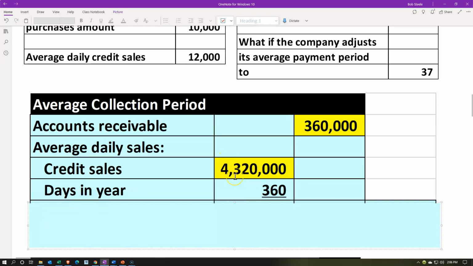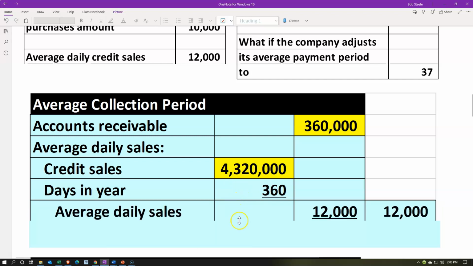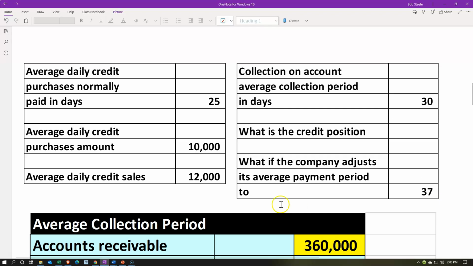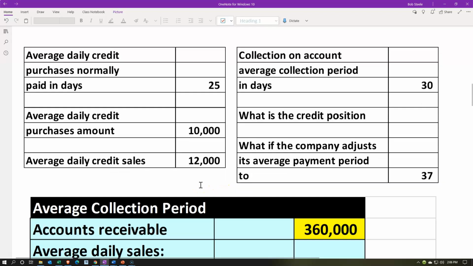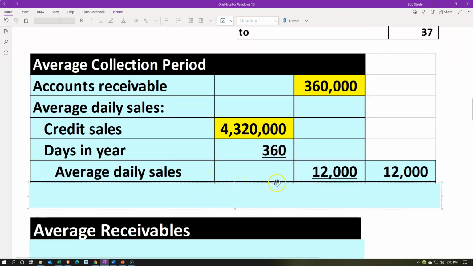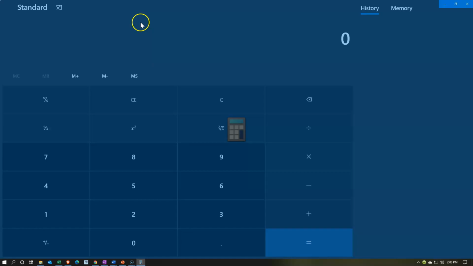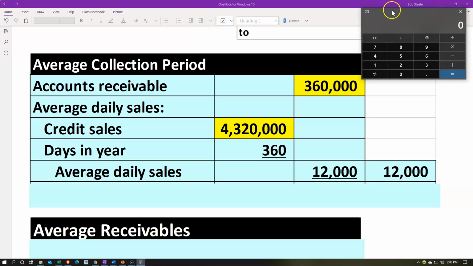Then the days in the year, we're going to assume a nice even 30-day months. So 30 times 12 is 360. And that would give us then the 12,000. Now this 12,000 is what we were given. We know that number because they gave us the average daily credit sales instead of the yearly sales. So if I wanted to back into the credit sales for the year, the amount that would be on the financial statements, if they're all credit sales, right? Then we can do that.